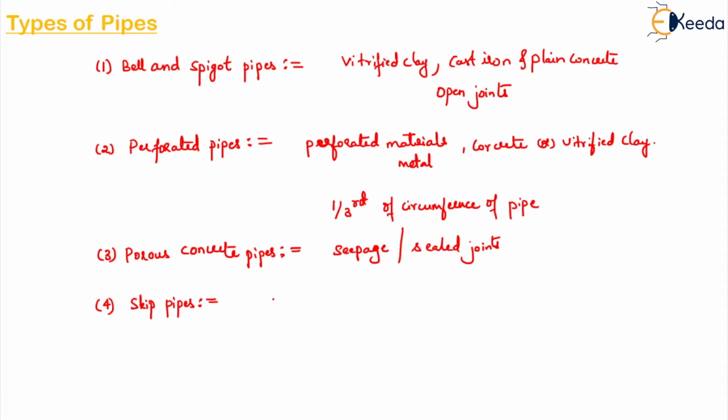And the final type of pipe which we can use is your skip pipes. These are made up of both vitrified clay as well as cast iron. These are a special type of pipes which come under the category of the bell and spigot pipes, which will normally have slots at the bell portion. So this is all about the types of pipes.